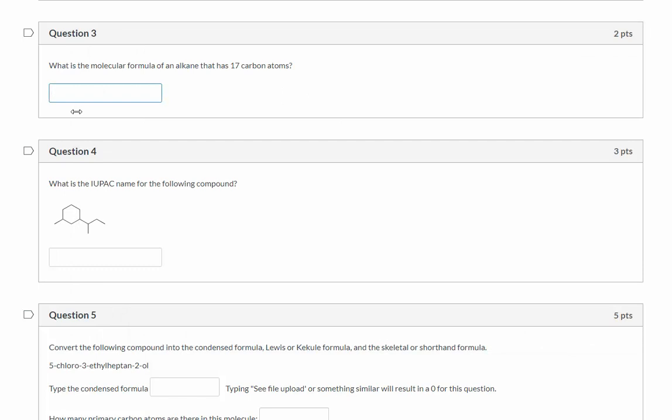Now, to enter it into this system, you would have a capital C. Just type the 17 directly after it, no spaces, H36. That's all you need to do.